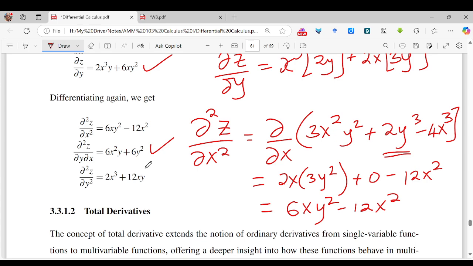So this is how we carry out the partial differentiation. And in this session, we're going to stop there. In the next session, we shall look at the total derivatives.